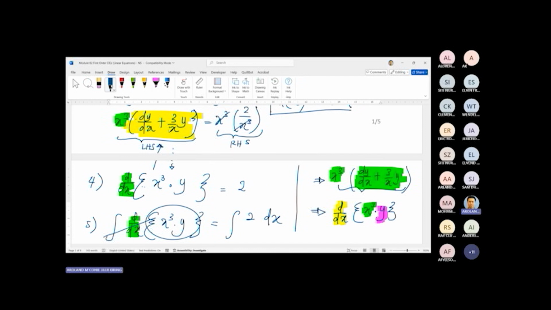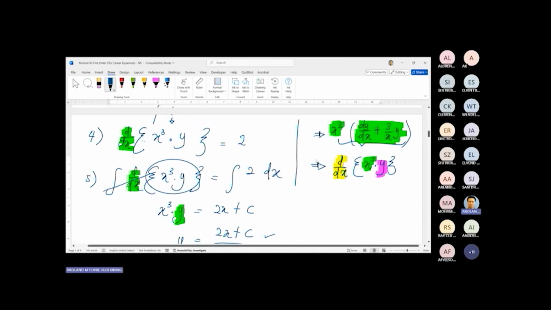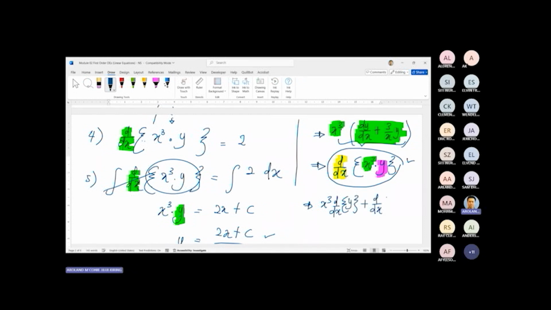So why is it? Because we change its form into a more compact form. So how do we know this is correct? Try to differentiate it back. When we differentiate it back, first we take x to the power of 3 as a constant and differentiate y. This is differentiation by parts. Plus we differentiate x to the power of 3, then y becomes the constant.